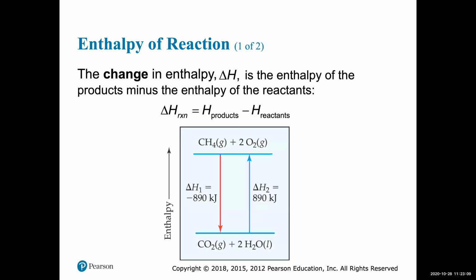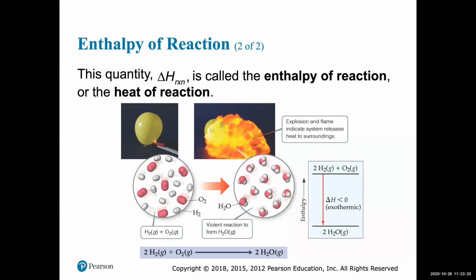So the change in enthalpy, delta H, is the enthalpy of the products minus the reactants. We also talked about a few versions of delta H, but the one for a reaction is called the enthalpy of reaction, or more commonly, the heat of reaction. So this is the delta H with the little RXN subscript. The RXN is for reaction.